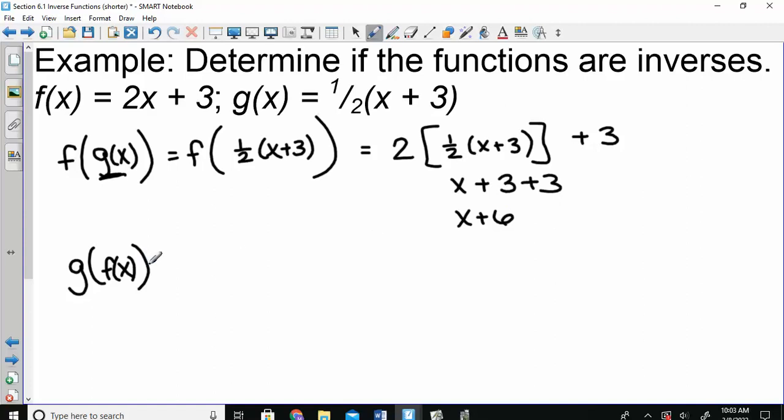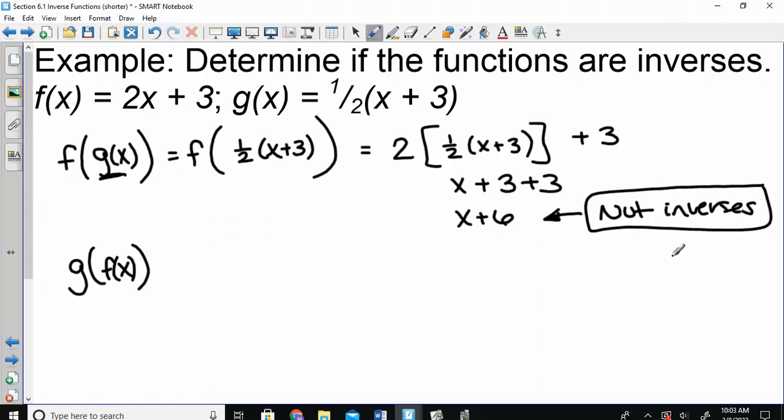They're not inverses. Do I even need to check the other one? No. As soon as I see that, I did not get x out, so these are not inverses. They are not opposites of each other. Let's try a few more.